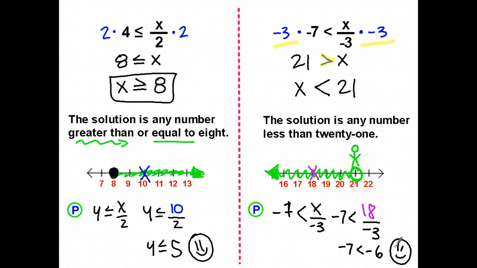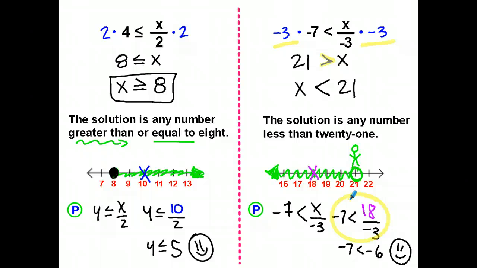Now, one of the areas I really want to emphasize in this rule, especially now that we're going to introduce division on the second half of this lesson, is this part right here. Because I am dividing the 18 by negative 3, but notice my inequality sign didn't flip, because when I'm proving something, all I'm doing is simplifying the first expression and then the second expression.